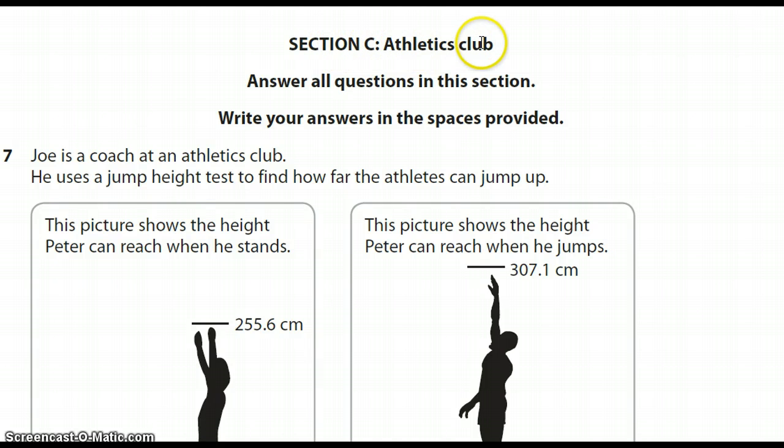Section C, Athletics Club. Answer all the questions in this section. Write your answers in the spaces provided. Number 7. Joe is a coach at an athletics club. He uses a jump height test to find how far the athletes can jump up.